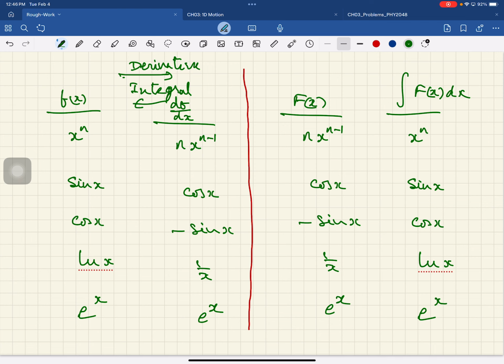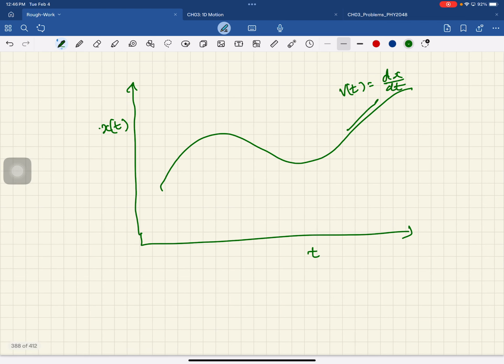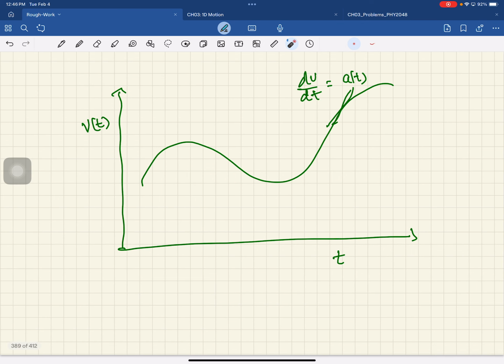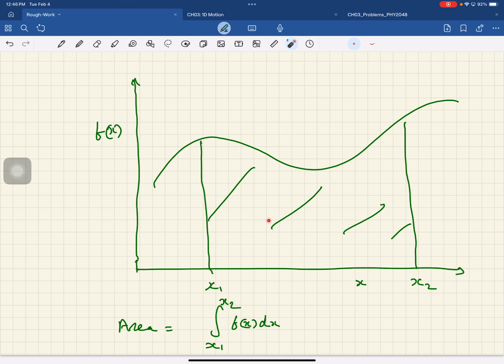All right, so again, the derivative gives you the rate of change of the function, and the integral gives you the area under the curve. And depending on what it is that you plot, this will have different meanings. Okay? And so we'll be using those two tools.